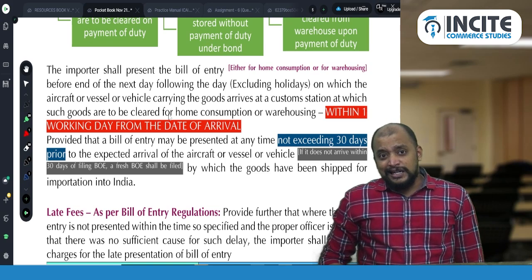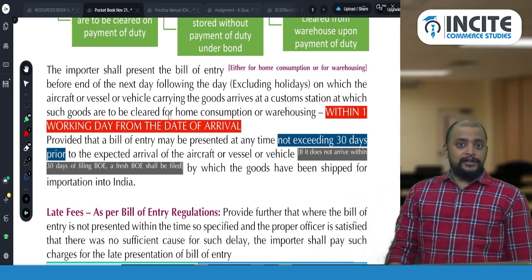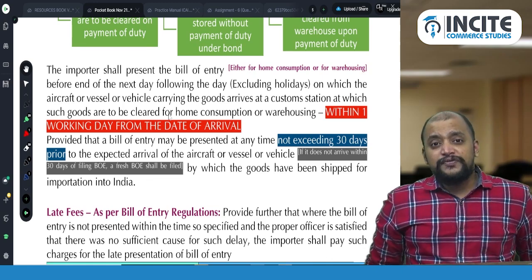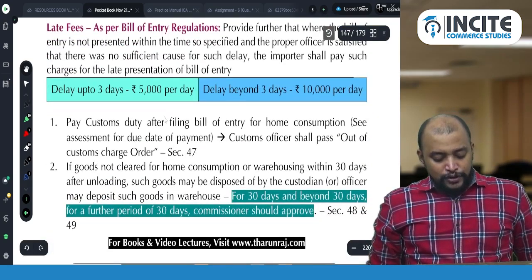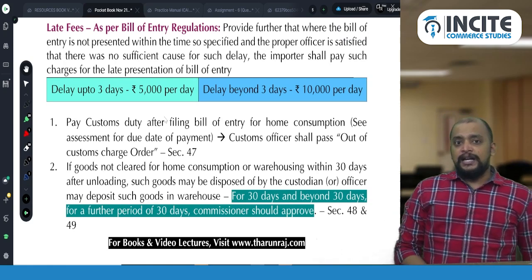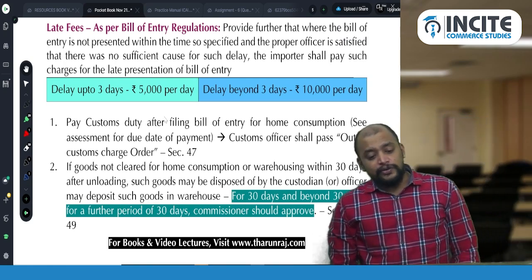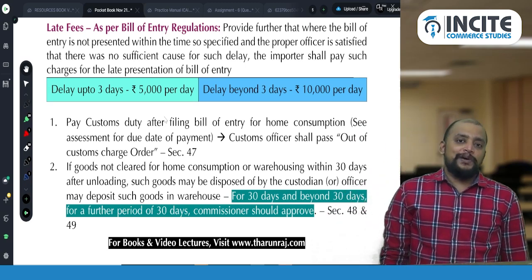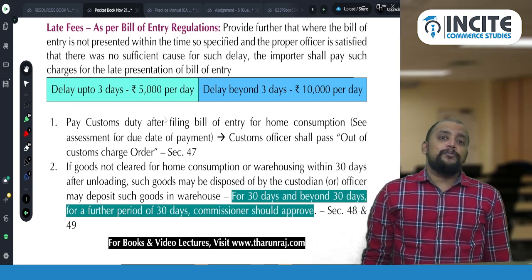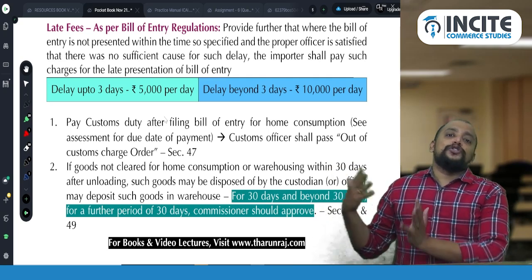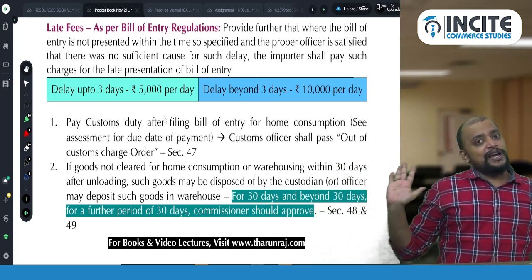If there is any delay in filing bill of entry, it attracts a late fee of rupees 5,000 per day if the delay is up to 3 days. If the delay is beyond 3 days, 10,000 rupees per day, but subject to maximum duty payable. So late fee cannot exceed the duty payable. Okay.